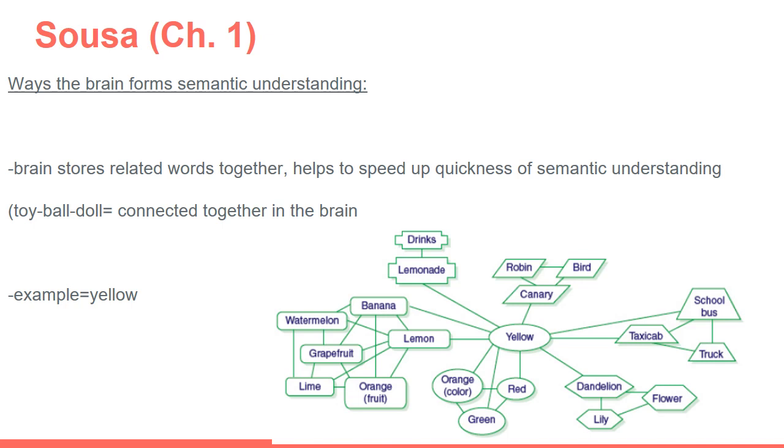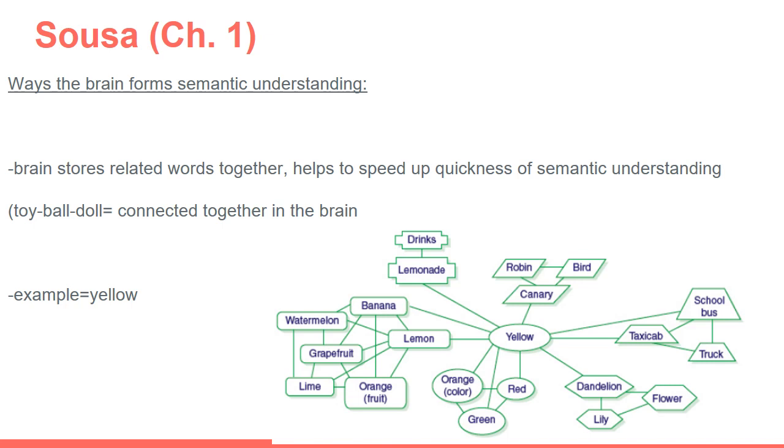There's some other ways the brain can form semantic understanding. A lot of it is based on connecting ideas together. And the brain is a really powerful tool, and it can make links of semantic understanding between different words that have some similarities. And the brain can do that very quickly, almost instantly. So one way to think about it is to look at this word yellow. Yellow has various ways the brain connects the word yellow to other concepts.